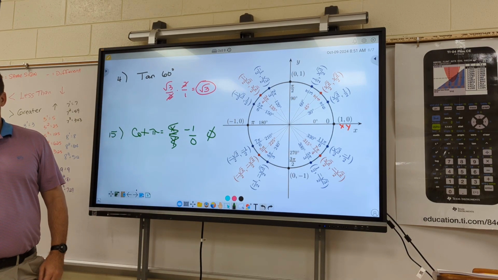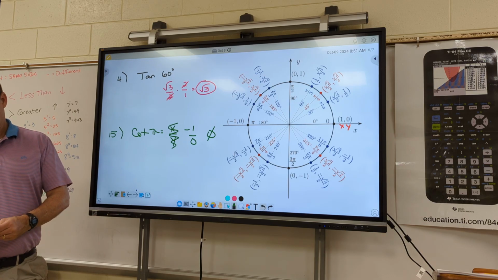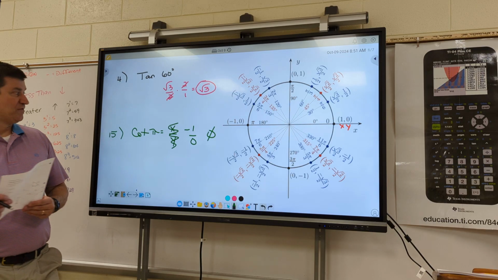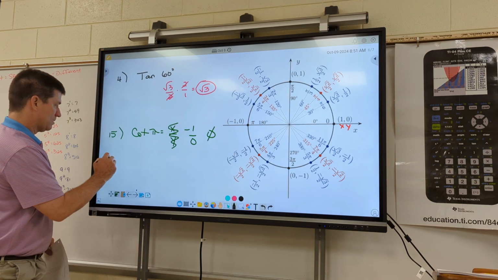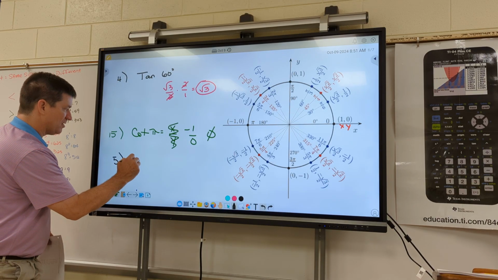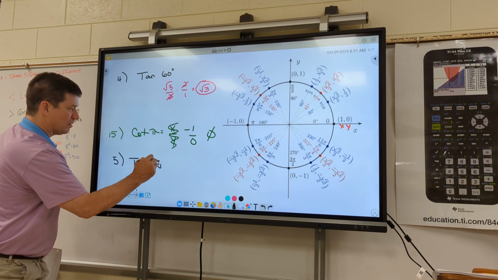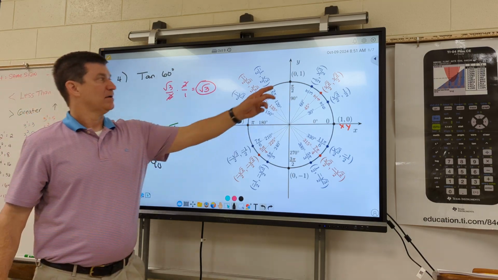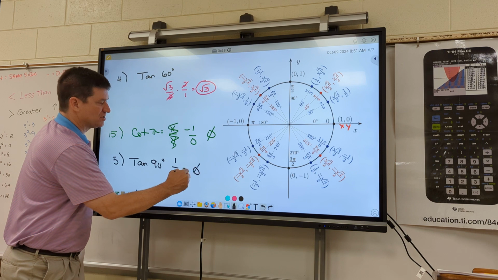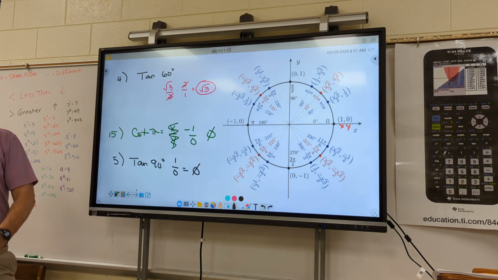What about the ones that have like pi in the number? Never mind, I remember that. Number 5, no solution. Let's do 5. 5 says tangent of 90 degrees. All right, where's 90? Y over x. Yep, 1 over 0. You can just put no solution. Anytime 0 is on the bottom, it's no solution.